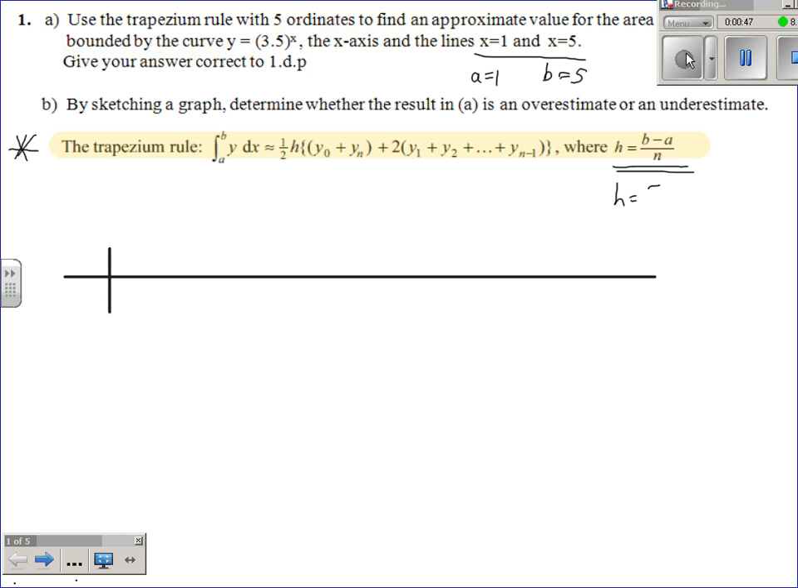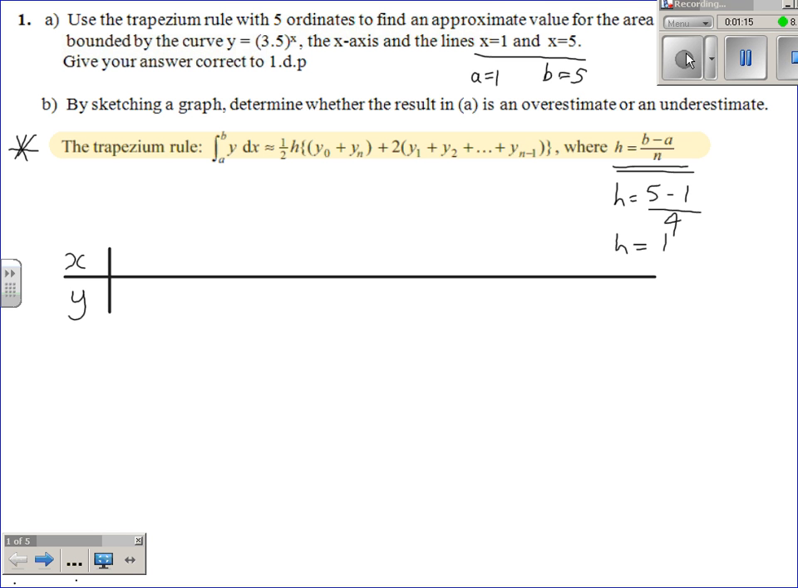So h equals 5 minus 1 divided by n, where n is the number of strips. Now we've been told the number of ordinates, so there are 5 ordinates, which means there are 4 strips. So we're dividing here by 4. Okay, so h is 4 divided by 4, so 1. So this means we can start our table off, which I'm sure you've done in class.